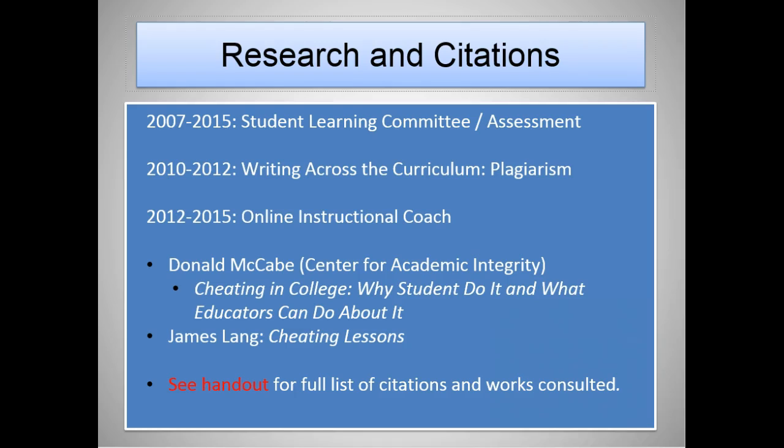Where did I do my research? I did a lot of research online. I also read this great book called Cheating Lessons by Dr. James Lang. I highly recommend that book. Donald McCabe is just a well-known researcher in issues around plagiarism and academic honesty. And if you do a web search, you will find his information.